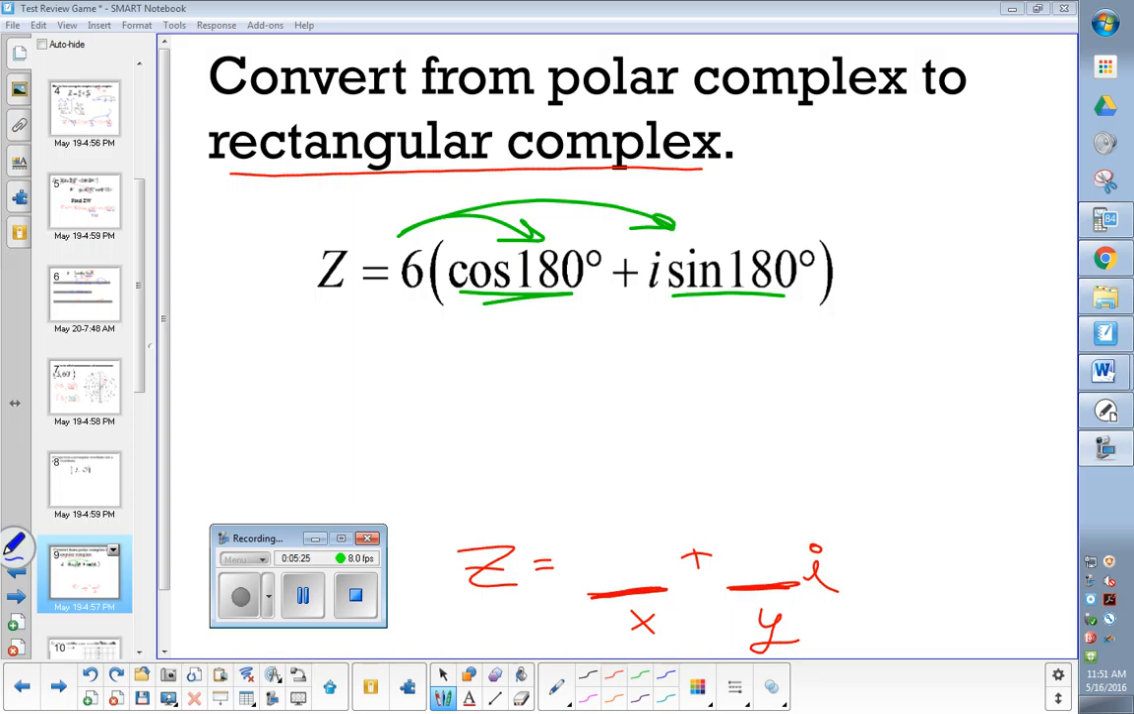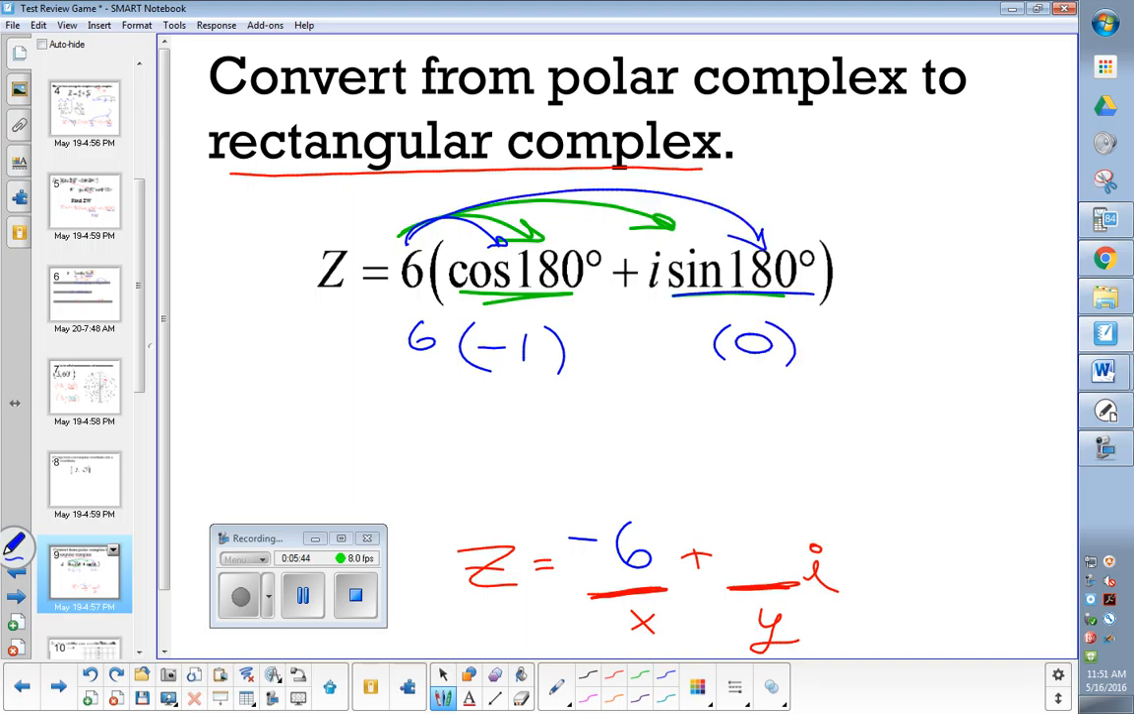So when we're plugging this in, we're doing cosine of 180 times 6. So we look at our unit circle. What's cosine of 180 going to get me? -1, and I'm multiplying that by the 6 in front. So what's my x going to be? -6. And then I'm doing my y. What is sine of 180? 0. And then I'm multiplying 6 times 0. That's 0. So this is fine.